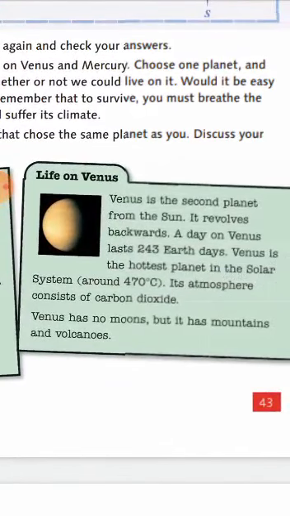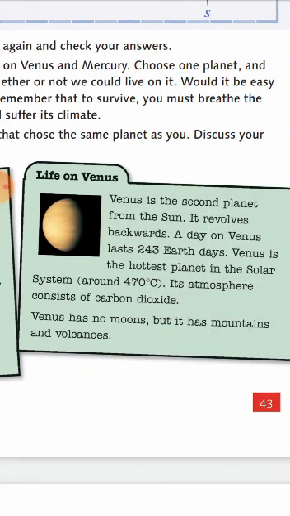Number 2, life on Venus. Venus is the second planet from the Sun. It revolves backwards. A day on Venus lasts 243 Earth days. Venus is the hottest planet in the solar system, around 470 Celsius. Its atmosphere consists of carbon dioxide. Venus has no moons, but it has mountains and volcanoes.